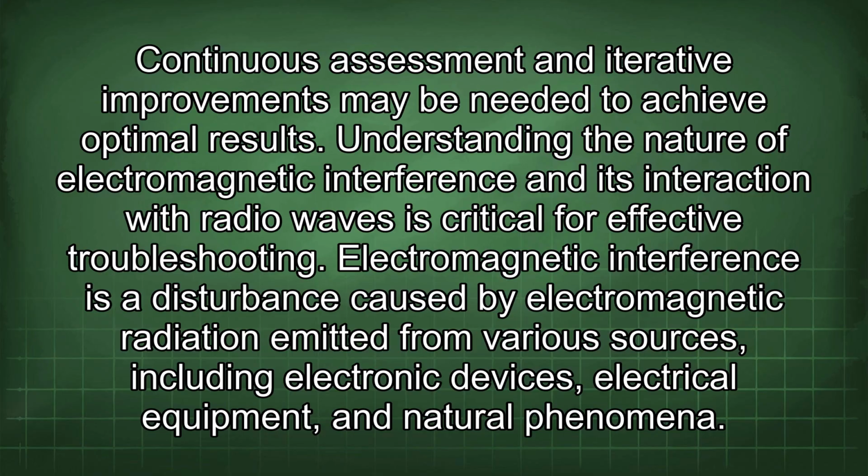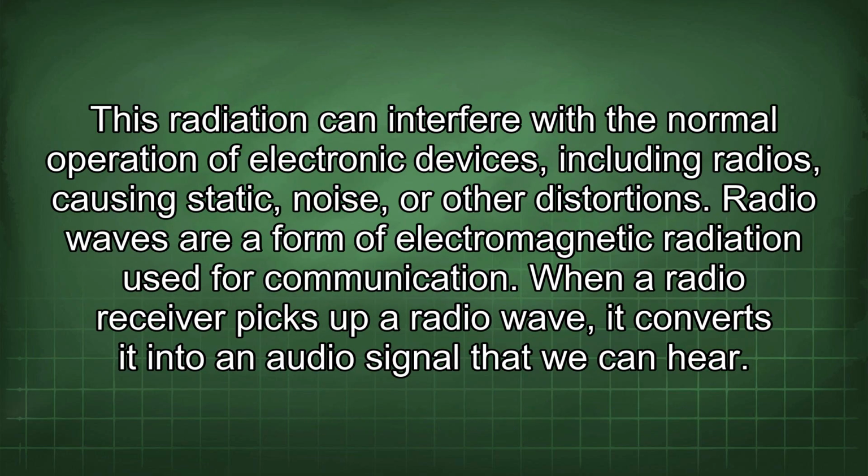Electromagnetic interference is a disturbance caused by electromagnetic radiation emitted from various sources, including electronic devices, electrical equipment, and natural phenomena. This radiation can interfere with the normal operation of electronic devices, including radios, causing static, noise, or other distortions. Radio waves are a form of electromagnetic radiation used for communication. When a radio receiver picks up a radio wave, it converts this into an audio signal that we can hear.